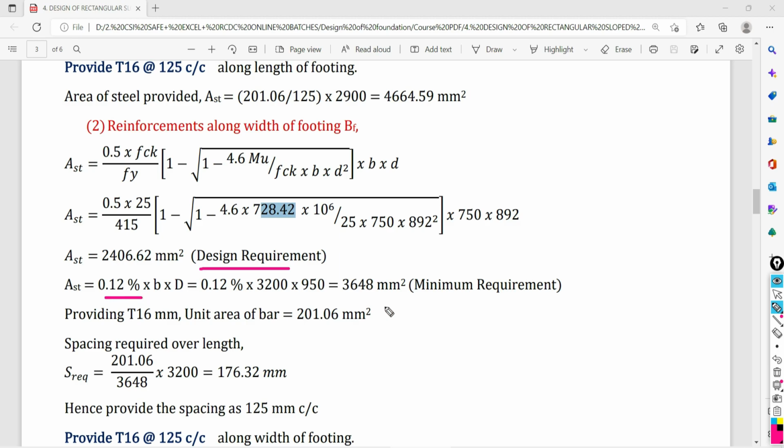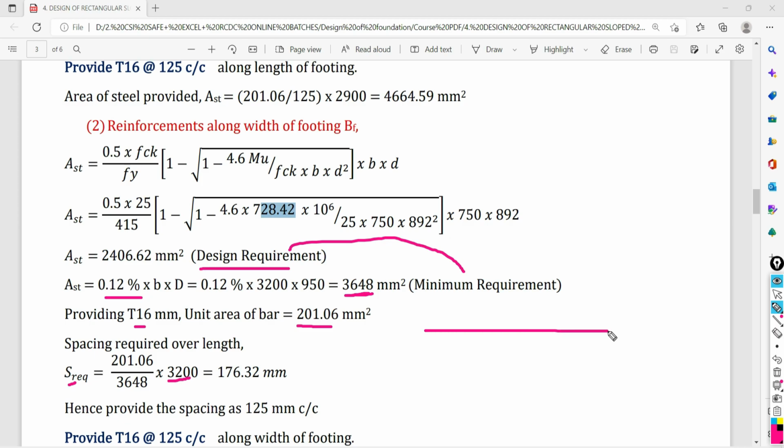You have to compare it with the minimum requirement. Minimum requirement is what? 3648. So in comparison of this design requirement and minimum requirement, the minimum requirement is more, similar to the case along the length. Okay, provide 16 mm dia, same unit area is 201, spacing required is 201 divided by the final area that you decided to provide, 3648, multiplied by total length.